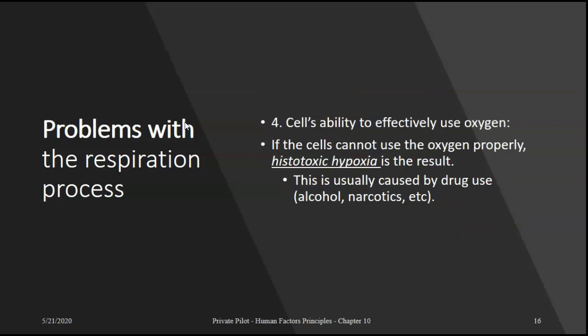And finally, the fourth type of hypoxia is known as histotoxic hypoxia, and it's a result of the cell's inability to effectively use oxygen. It's usually caused by drug use, either alcohol or narcotics.